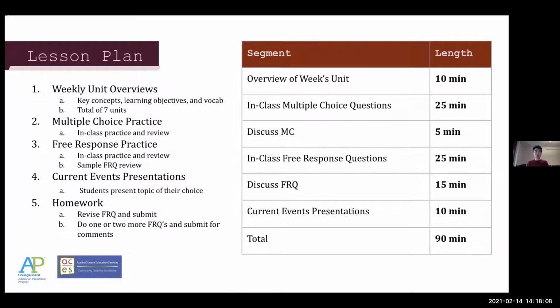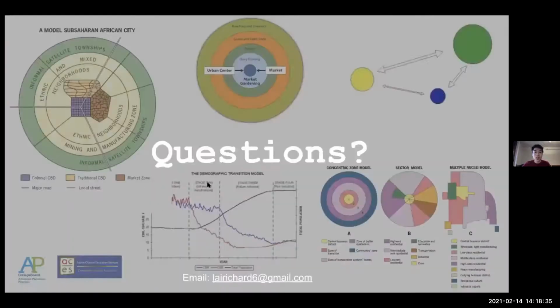And finally, for homework, this will just be an opportunity for students that want more practice to get more practice. So I will have them, all of them, revise their FRQs and resubmit it. But also, if students have more time, they're totally free to do more FRQs and submit them for more comments. And I will be able to, once again, provide personalized feedback for all of those FRQs. So that's the basic lesson plan.